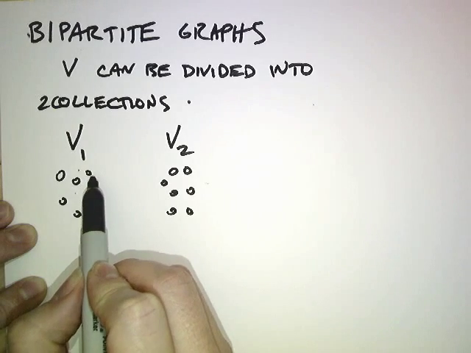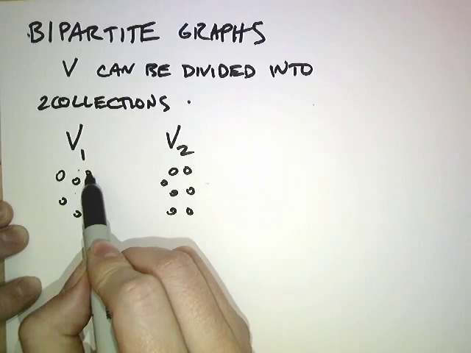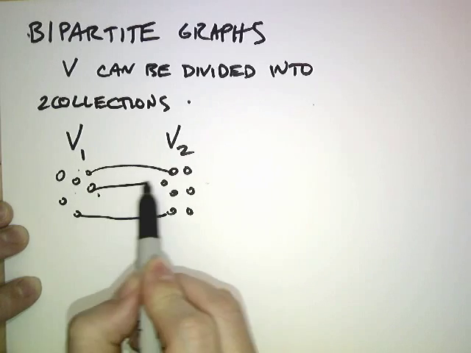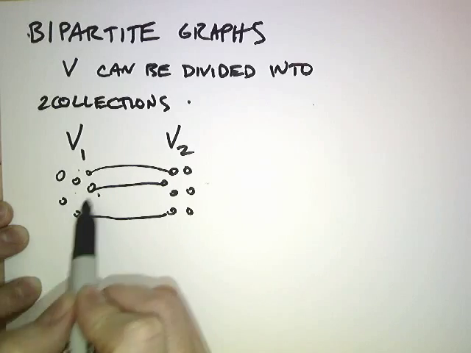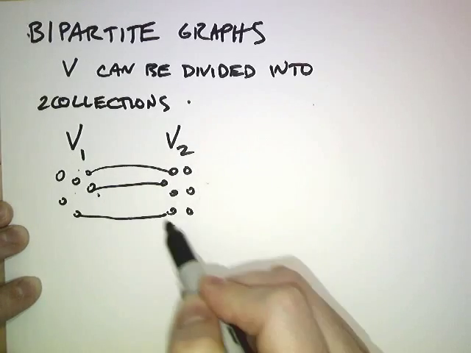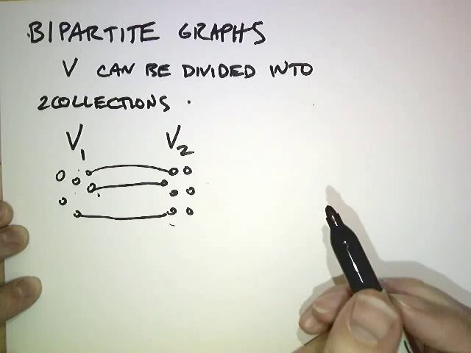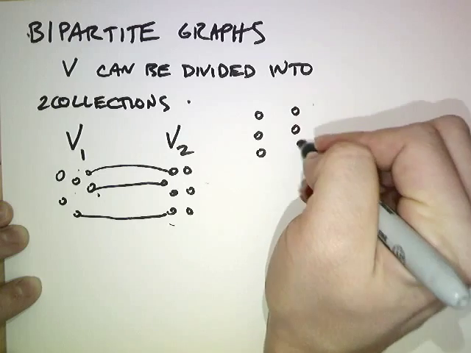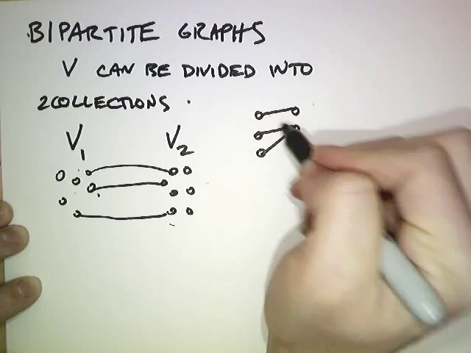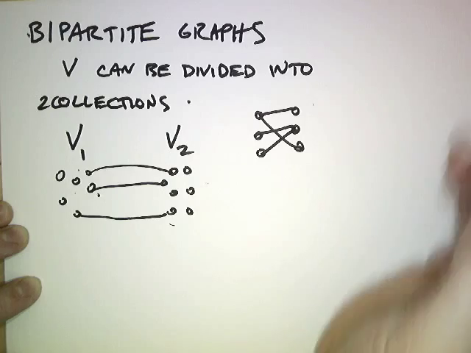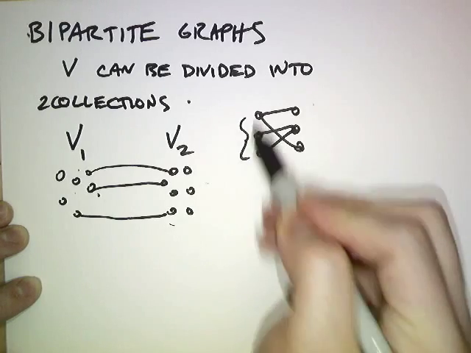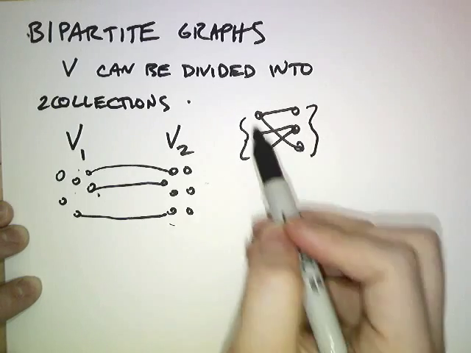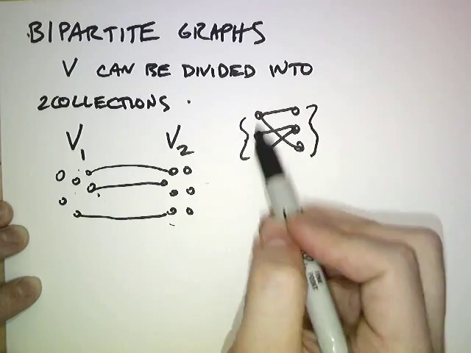And all of the edges in the graph, if there are any edges, will always go from a vertex in V1 to a vertex in V2. So you'll never see any edges among vertices in V1, and you'll never see any edges among vertices in V2. So here's an example of a bipartite graph. There are no edges among these three vertices, and there are no edges among these three vertices. So all the vertices can be divided into two groups, the ones on the left and the ones on the right.